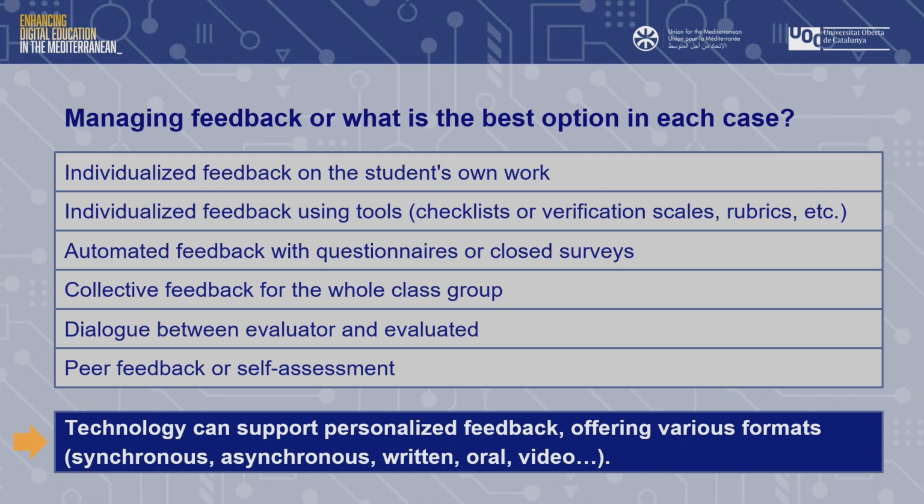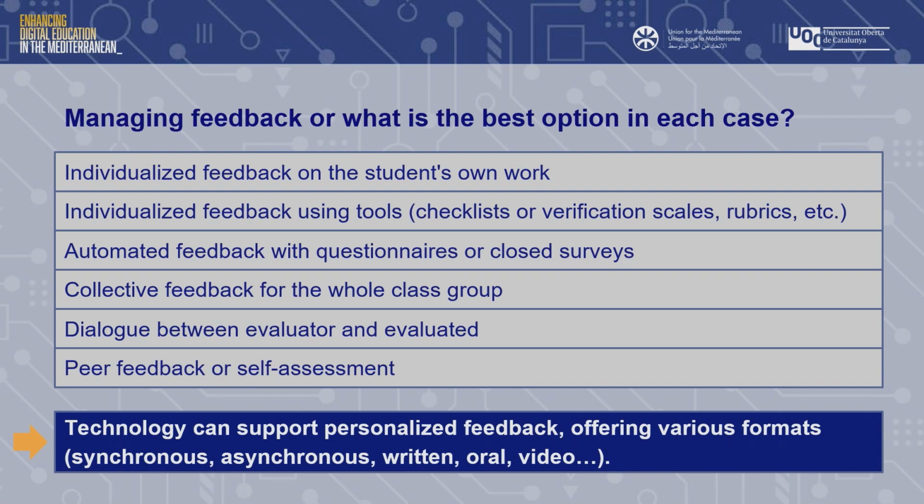So what options do we have for delivering feedback, or which is the best in each context? You can implement individualized feedback on the student's own work. This is valuable because it directly targets the student's learning journey. We can also use tools like checklists, rubrics, or verification scales for more structured feedback that helps the student identify specific areas for improvement. We also have automated feedback delivered through closed surveys or questionnaires, which can save time, but it's also true that it should still be personalized and provide meaningful insights.